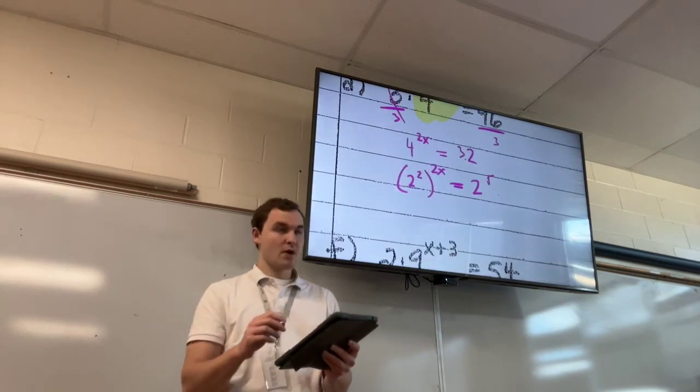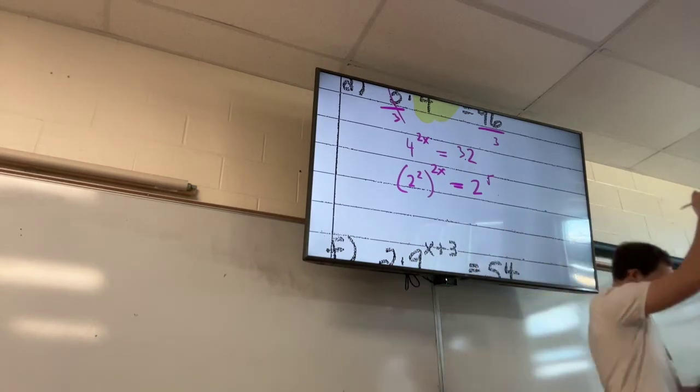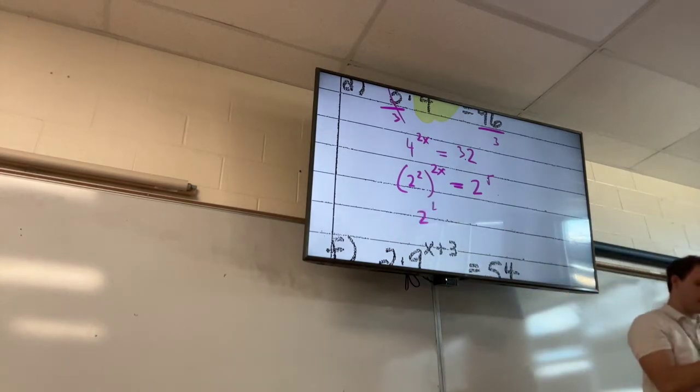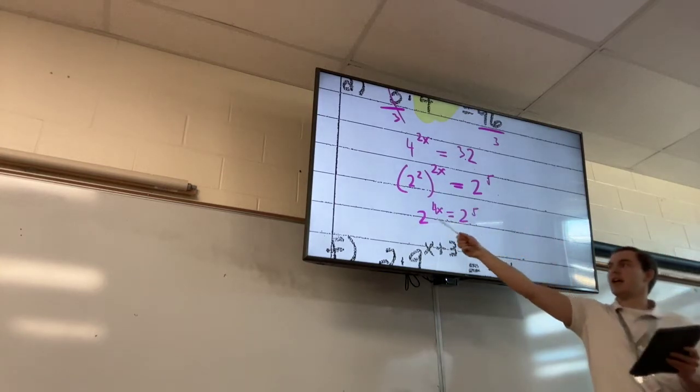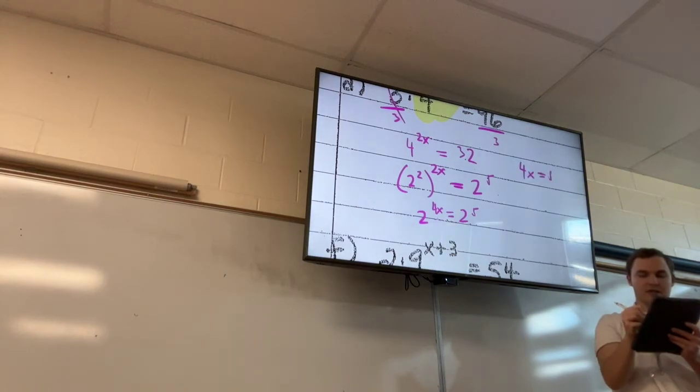Okay. Those exponents here on the left do what? They multiply together, so we have 2 to the 4x equals 2 to the 5th. Good. The bases are the same, so what has to be equal? The exponents. So 4x equals 5, or x equals 5/4.